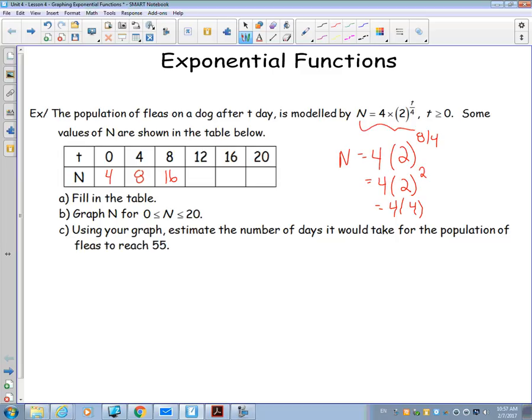And hopefully you notice there's a pattern going on in our table here. We'll try the next one. What's going to happen this time? 12 over 4, power of 3. 2 to the 3 makes 8. 4 times 8 makes 32.